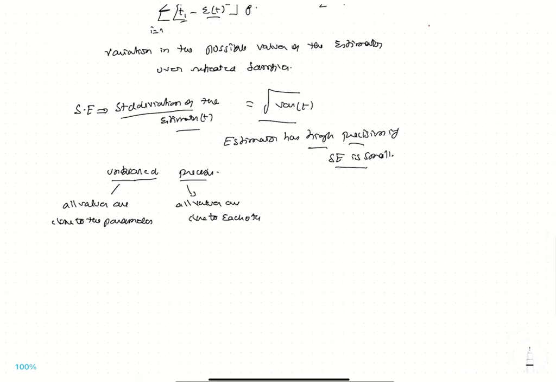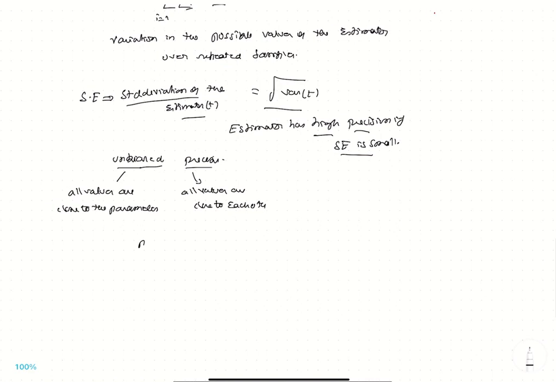So then we use another term called mean square error. Now, the mean square error of an estimator t for a population parameter theta under a sampling strategy is given by: mean square error of t is equal to the expected value of t minus theta, squared.